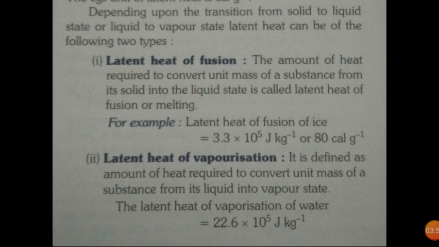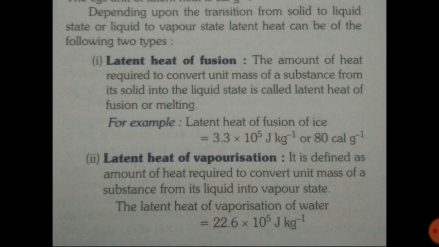Depending upon the transition from solid to liquid or liquid to vapor state, latent heat can be of two types. First, latent heat of fusion. The amount of heat required to convert unit mass of a substance from solid into liquid state is called latent heat of fusion or melting. From solid to liquid is called fusion. One example is given here: latent heat of fusion of ice is 3.3 into 10 to the power 5 joule per kilogram, or 80 calorie per gram.